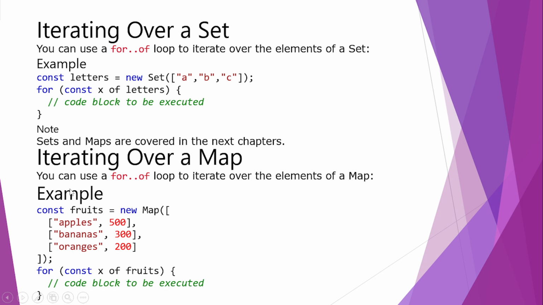Iterating over a map. You can use a for of loop to iterate over the elements of a map. By using a for of loop, you can iterate over all the elements of a map. The example is the same: first of all we create a map by using new Map. Then we use the same syntax, for variable of whatever our object is, and then we write our code in this code block, whatever we want to execute.